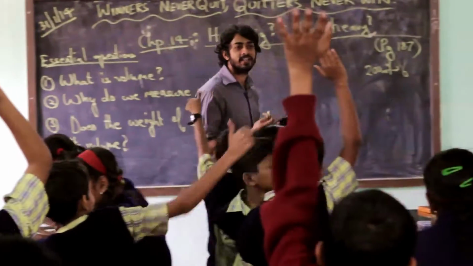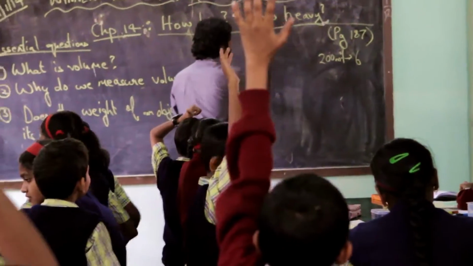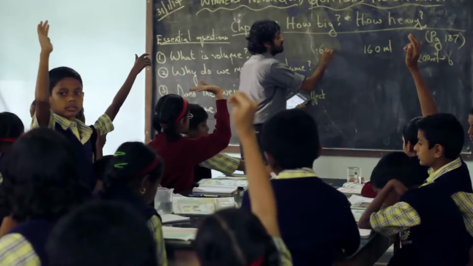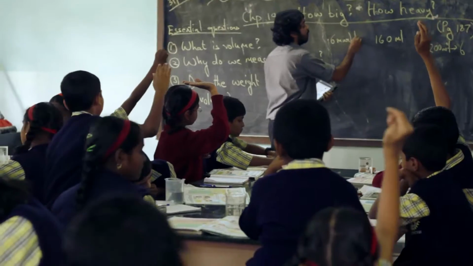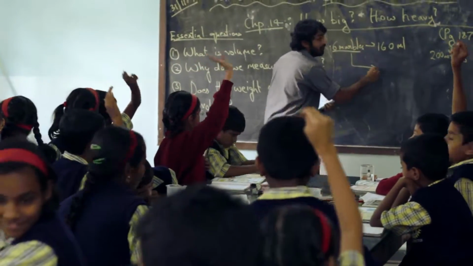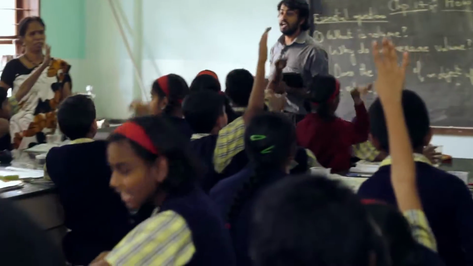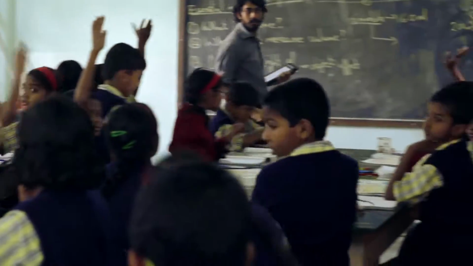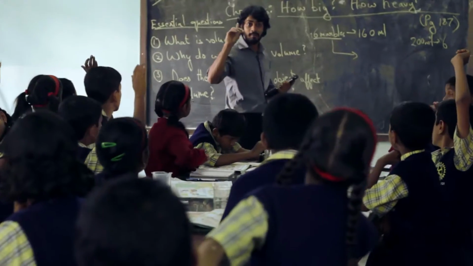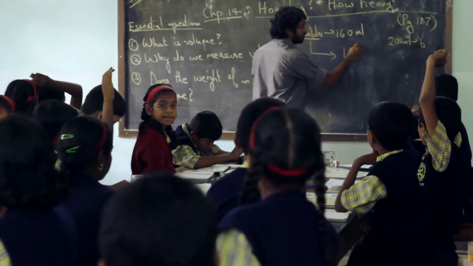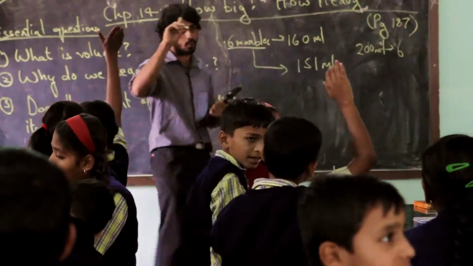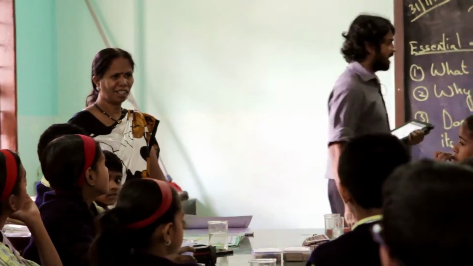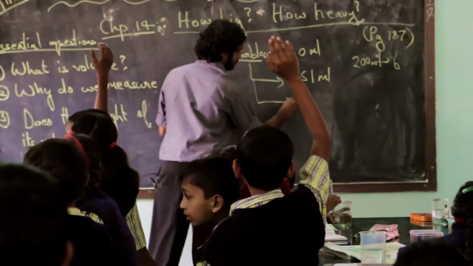Okay, Shada, what answer did you get? 160 ml. For 6 marbles? Shada says for 6 marbles he got 160 ml. Do we have different answers? If you got 160 ml, you don't need to raise your hands. Yes, Ashwath. 151 ml. You are saying for 6 marbles, the amount of water increases just 1 ml. Do we have different answers? Yes. 190 ml.